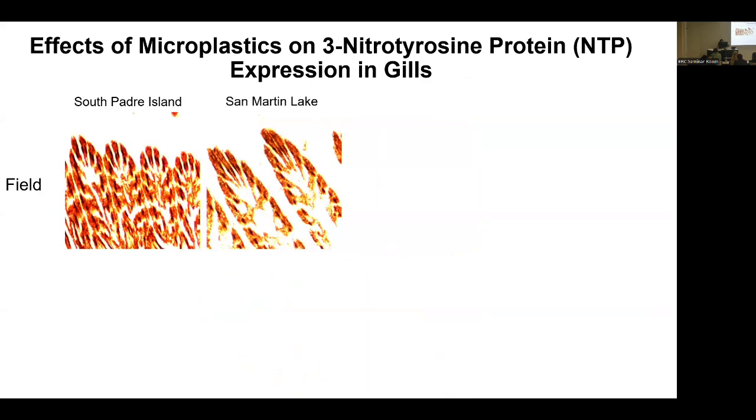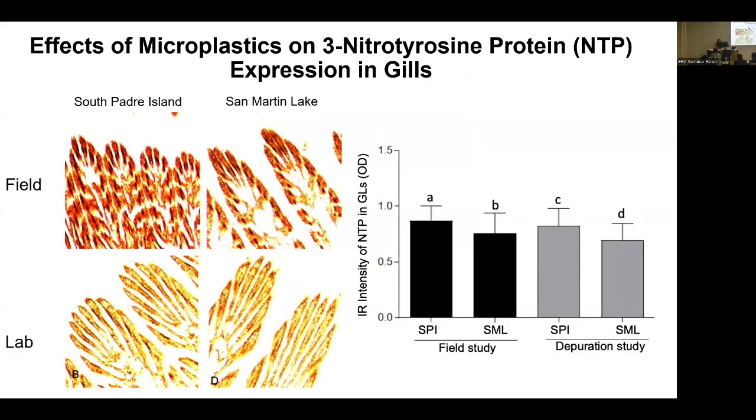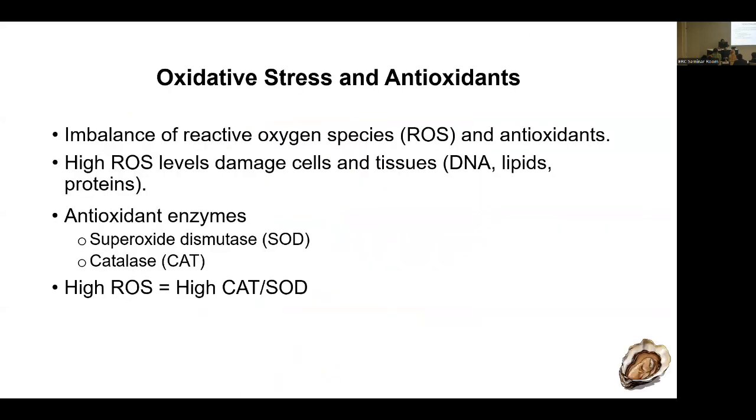For my gills, the results aren't really significant, I would say, but it is lower in my depuration, or laboratory, group. We can see it better in the pictures. The field in this one is significantly darker, and the lab is significantly lighter, which means the field oysters are under more stress. And then I also did 2 types of antioxidants.